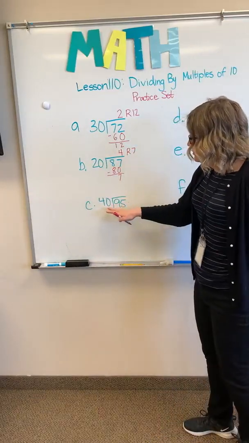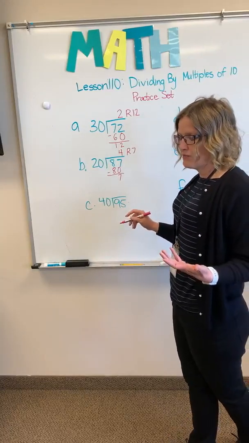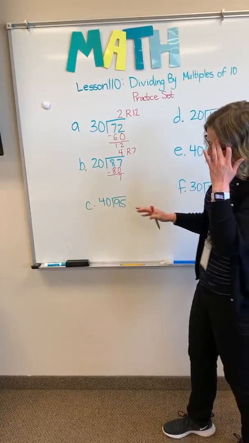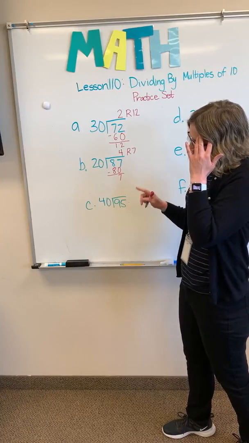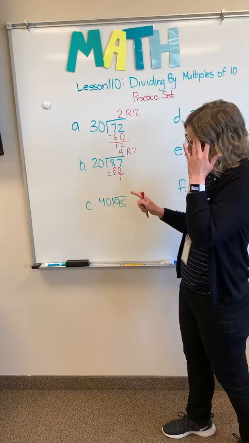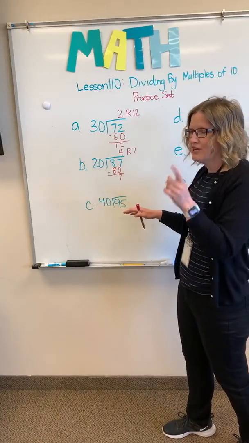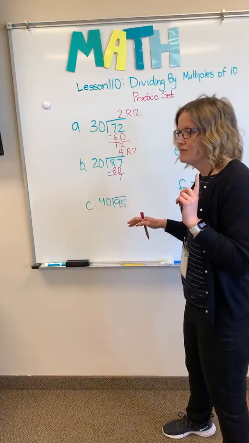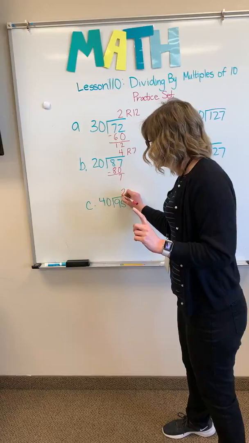Our next one, 95 divided by 40. I'm thinking about my math facts. I know my 4s. I'm thinking 40 times 3 would be 120. So that's going to be too big. But I know that 4 times 2 is 8, so 40 times 2 is 80. That's closer, so we're going to use that.